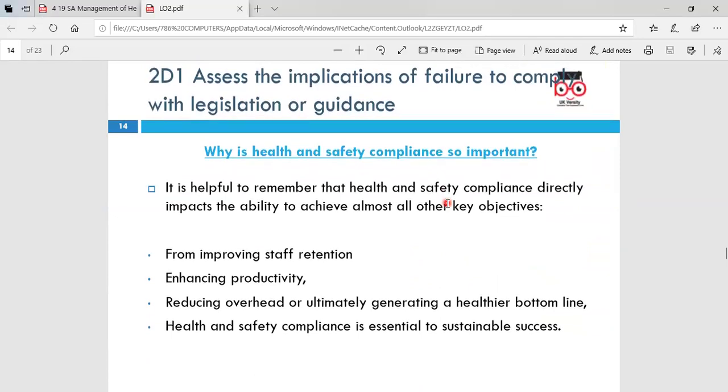So then there are implications of failure. These come when you fail to comply with legislation or guidance. So we're talking about the organization within the health and social care setup. So what happens if they fail to adhere? It is helpful to remember that health and safety compliance directly impacts the ability to achieve almost all the other key objectives, which are from improving staff retention.